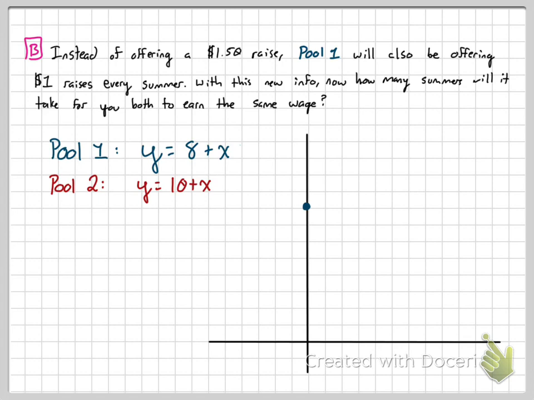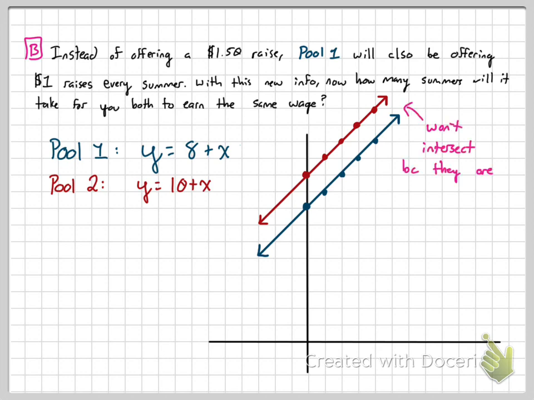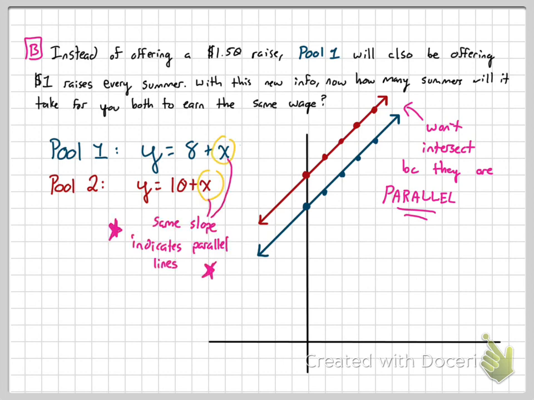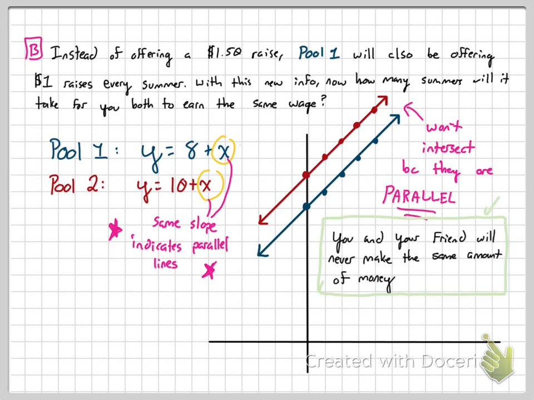Pool 1, I start at 8, and I'm counting up 1 over 1 and making my line. Pool 2, I start at 10, and then I'm counting up 1 over 1 and making my line. And what's weird about that is even if I zoom out on my graph or zoom in, there's never going to be an intersection point because these lines are parallel. Before I even graph this, I can know that they're parallel because they have the same slope, and that's always going to indicate that two lines are parallel. But what's interesting here is that they're never going to cross, so there's going to be no solution. So in this situation, you and your friend would never be making the same amount of money no matter how much time has passed.